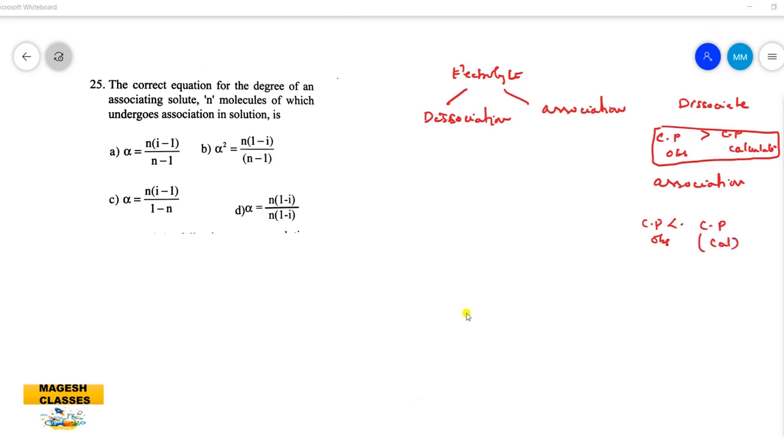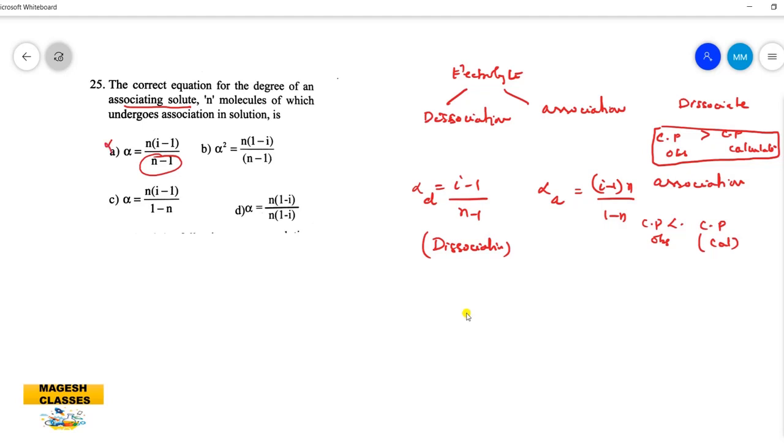Van't Hoff related this to the degree of dissociation or association, that is alpha is equal to i minus 1 divided by n minus 1 for dissociation. Alpha is the degree of dissociation, i is the Van't Hoff factor. If the molecule is associated, what happens? It is reversed. It will be i minus 1 into n. Here it is inverse, so it is 1 minus n. This is the basic difference. The denominator is n minus 1 for dissociation. In case of association, it will be 1 minus n. So for an associating molecule, alpha is equal to i minus 1 divided by 1 minus n. Here the denominator is different.